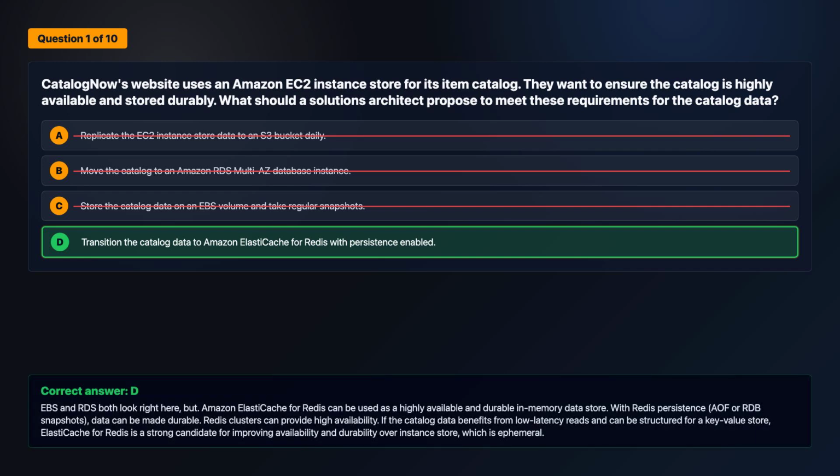The correct answer is option D. EBS and RDS both look right here, but Amazon ElastiCache for Redis can be used as a highly available and durable in-memory data store. With Redis persistence, AOF or RDB snapshots, data can be made durable. Redis clusters can provide high availability. If the catalog data benefits from low latency reads and can be structured for a key value store, ElastiCache for Redis is a strong candidate for improving availability and durability over instance store, which is ephemeral.